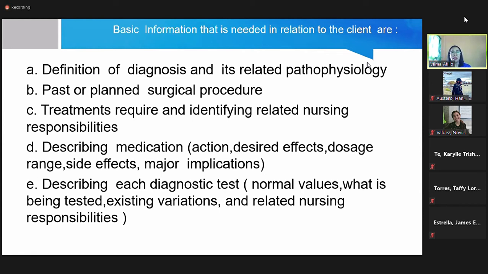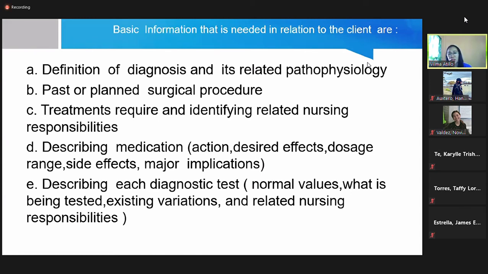A definition of diagnosis and its related pathophysiology. No? Uh, this is also done by the students. Do some research as well, past or planned surgical procedures. Kung ano yung halimbawa na OR ang patient mo, you will get the data from the OR. So marami kayong gawin. Treatments require and identify the related nursing responsibilities, nursing care responsibilities, no? If you give your health teachings with rationale or rationales, describing medications.